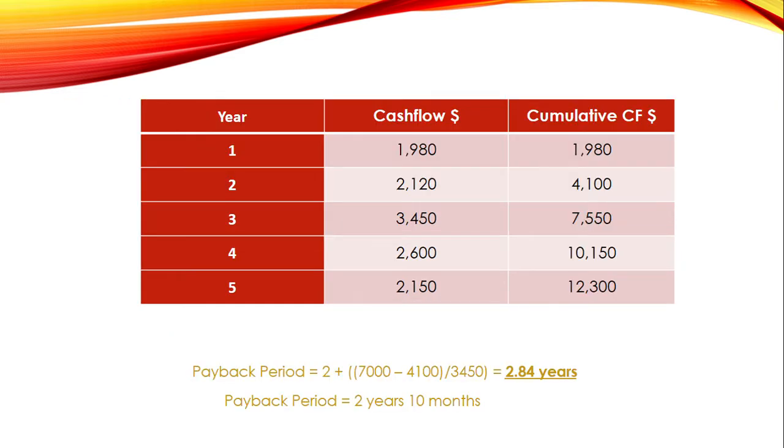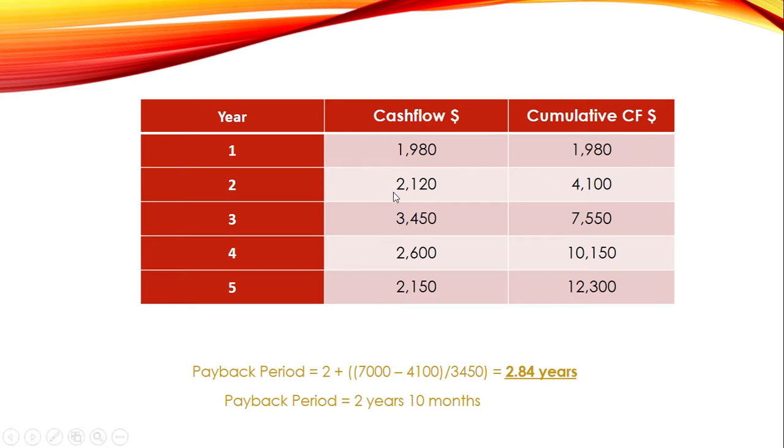So in A1, first, for calculating the payback period, we need to calculate the cumulative cash flows. In year one, the cumulative cash flow is equal to the year one cash flow, which is 1,980. So the cumulative cash flow is also 1,980.